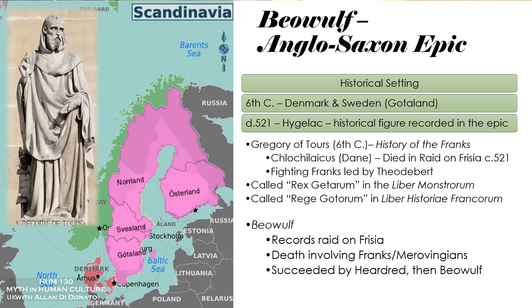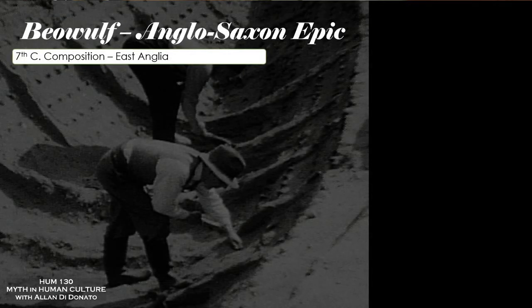It records that Hygelac not only raided Frisia, but he died in a conflict that involved the Franks and the Merovingians. They're mentioned in the text. Okay, then he was succeeded by Heardred and then Beowulf after that. All right, so there's a historical figure. That's how we can place it into its historical context, and that's always awesome. That's always fun. But we can get a little bit more information when we start looking at archaeological records.